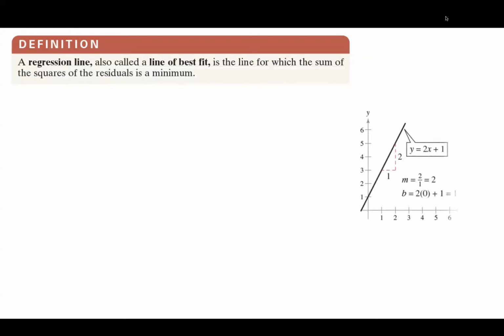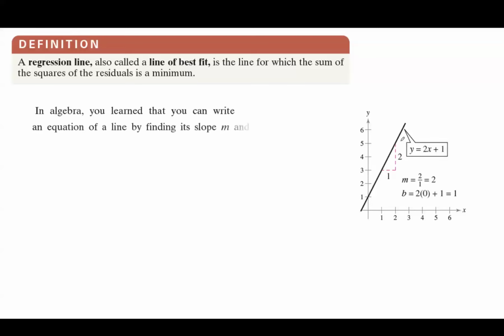When it comes to algebra, we only need 2 points to graph a line passing through those 2 points. But when it comes to statistics and data science, we have many, many points. How do we find the slope and y-intercept for the regression line or line of best fit?